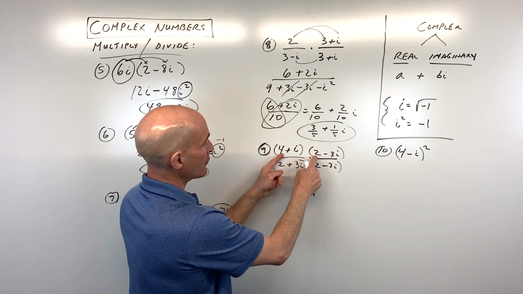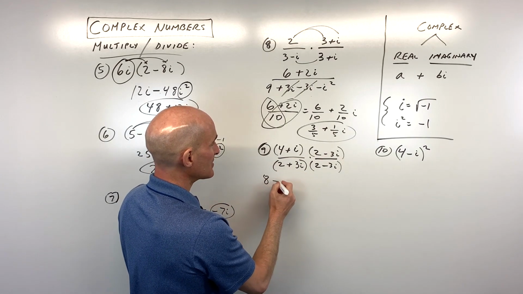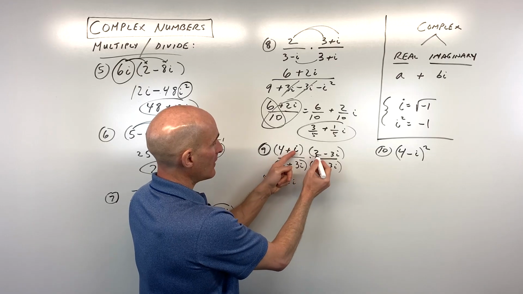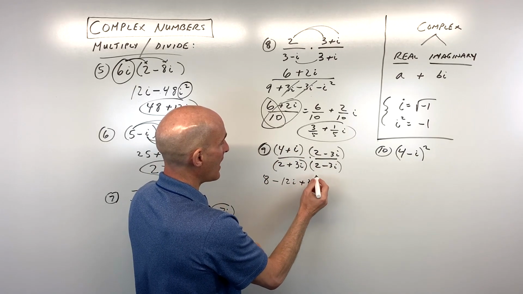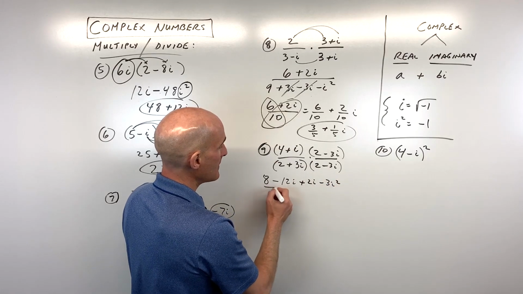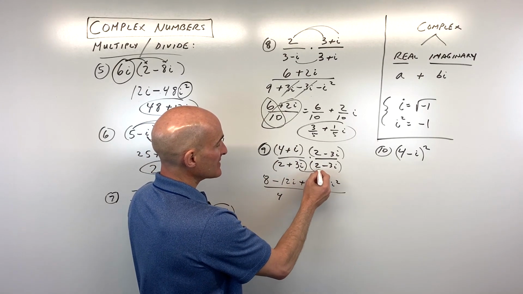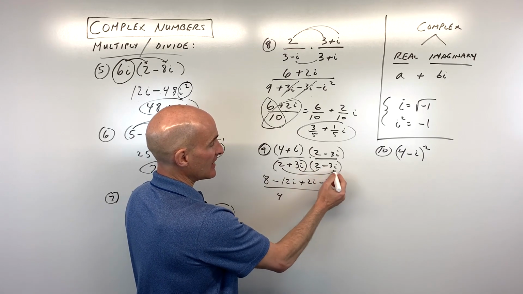Okay, so we've got the first, 4 times 2 is 8. We have the outside, that's going to give us negative 12i. We have the inside, which is 2i, and we have the last, which is going to give us negative 3i squared. And then over here we have 2 times 2, which is 4. The inside and the outside cancel. 6i and negative 6i cancel.